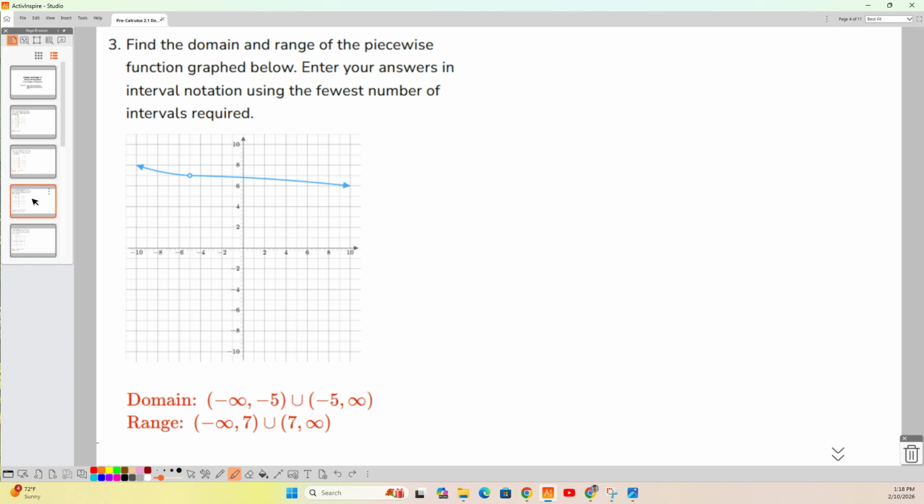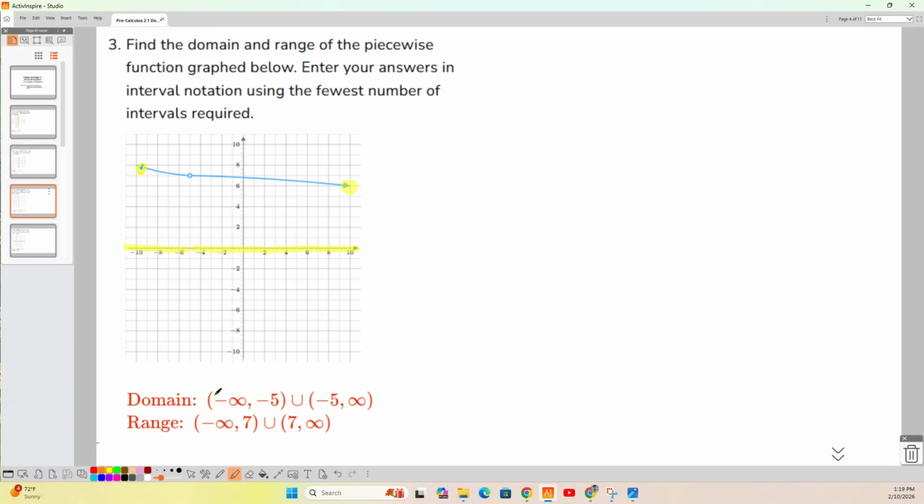Let's take a look at this one. For the domain, looking at the x coordinates, we have these arrows. So we know that the graph is going to continue forever to the left and forever to the right. So we're coming from negative infinity. But then there's a hole in the graph at an x value of -5. So we're going to skip over -5 and pick up immediately after -5 and go to infinity.